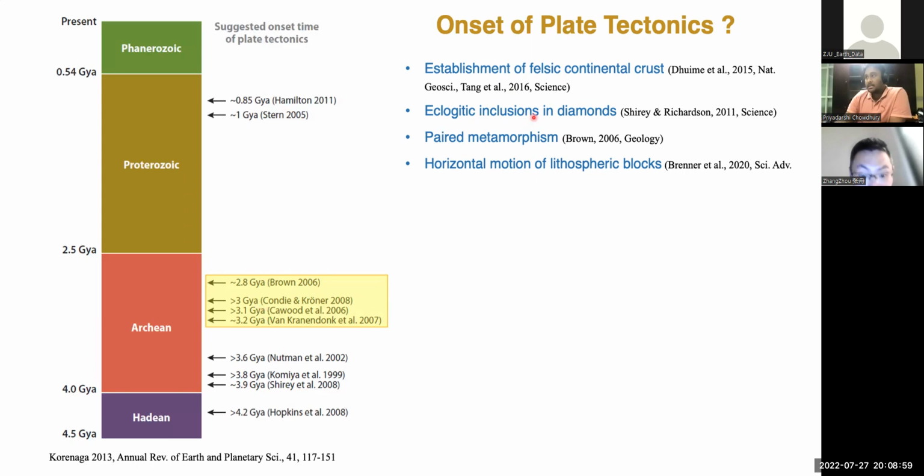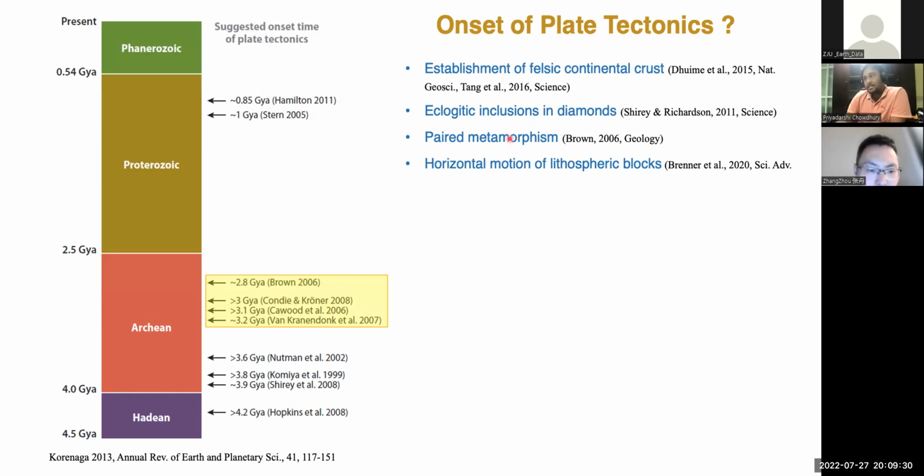Second is eclogitic inclusions in diamonds, which Steve Shirey and Richardson did a decade back, where they found a change from peridotitic to eclogitic inclusions. Eclogite is a major rock type considered to be a product of subduction, and they started to find this change in the inclusions in diamonds. So they thought that perhaps around that time oceanic lithosphere was being recycled deep into the mantle in some form, most likely subduction, and that's the source of these eclogitic inclusions.